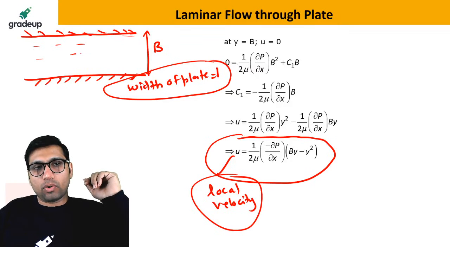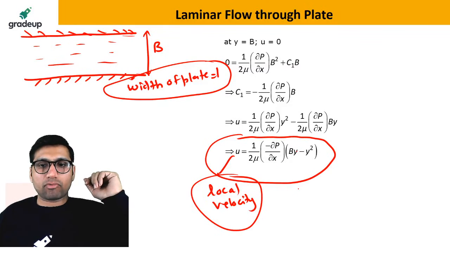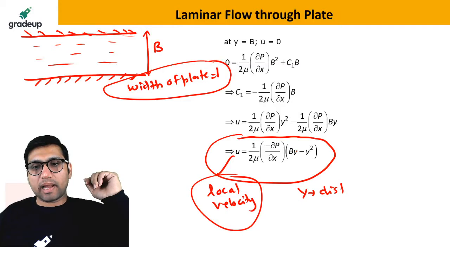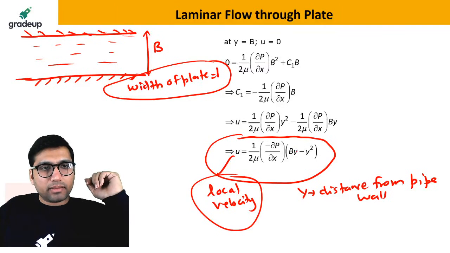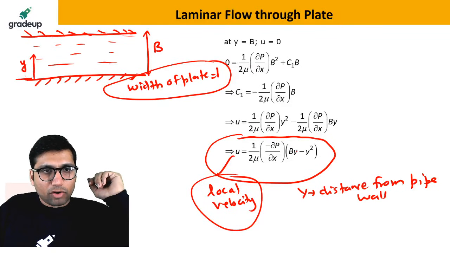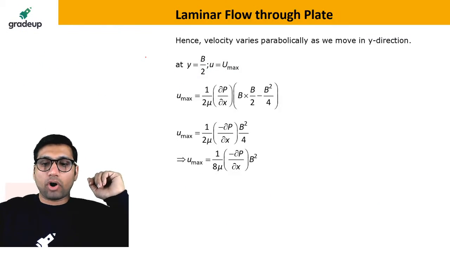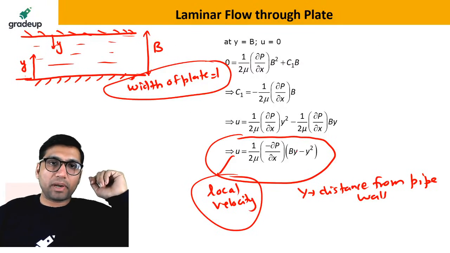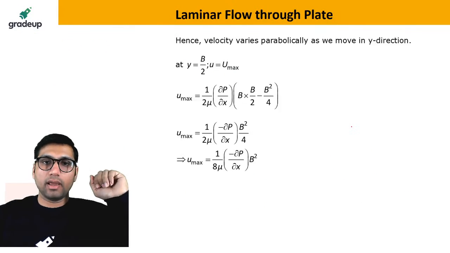So this is the local velocity of laminar flow between two parallel fixed plates: u is equal to 1 by 2 mu of minus del p by del x into (by minus y square), where y is the distance from the plate. Whether you say the distance from the upper plate or lower plate, y is the distance from the plate. This is a very important relation because I will be using it for some purpose. Don't worry, I will tell you.